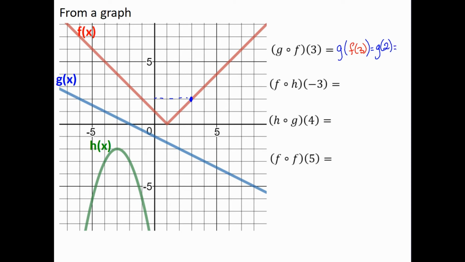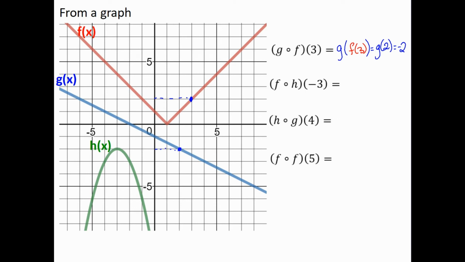So I go back to my coordinate plane. I'm following g this time. So 1, 2, and what is the y value? That y value is -2. So our result is -2.